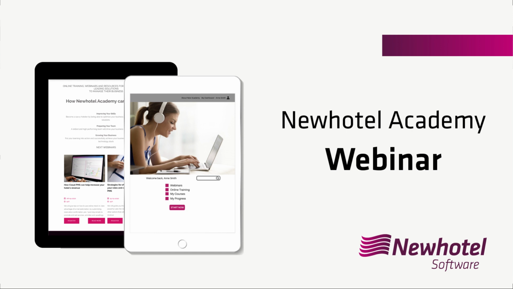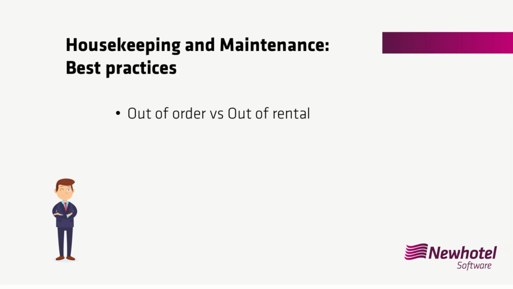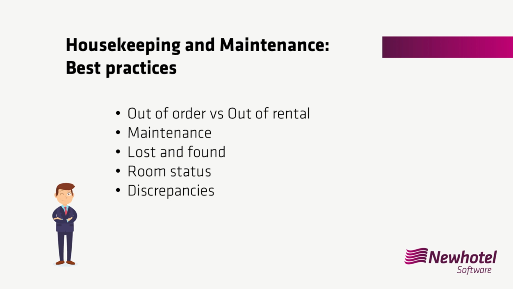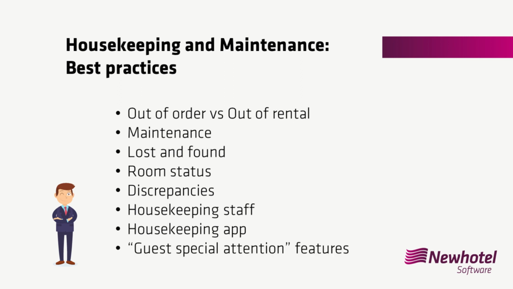In the next few minutes I will show you out of order, out of rental and the difference between them, maintenance, lost and found, room status, discrepancies, housekeeping staff and cleaning zones. In the end, I will show you some reports and our mobile app for housekeeping. And finally, guest special attention features.